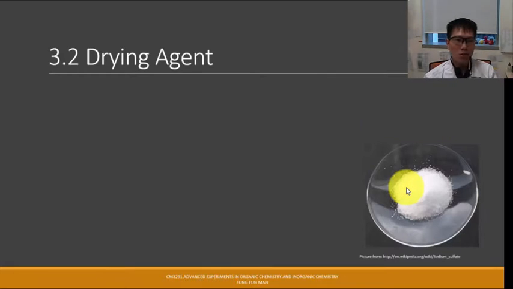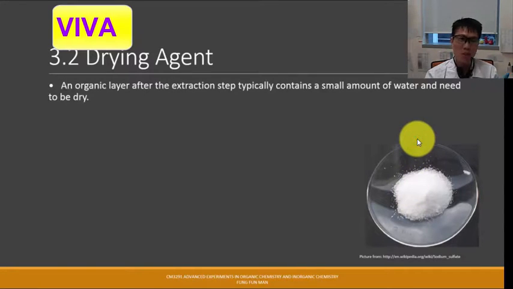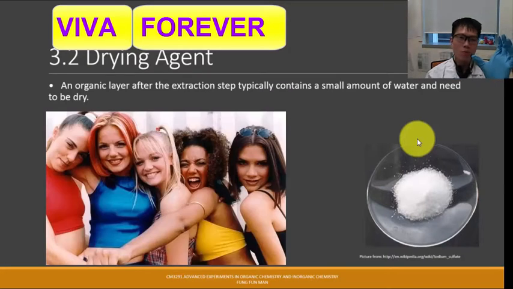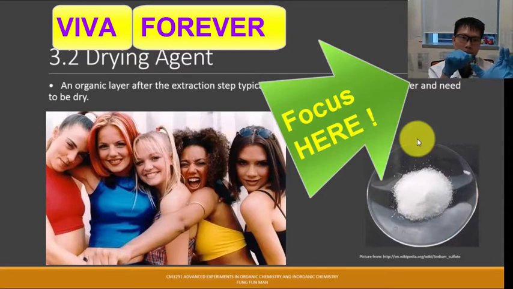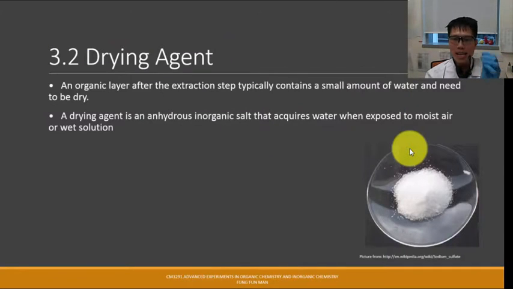And next we could use a drying agent, right? So again, what's a drying agent? We have done Viva Voce with students before, and they couldn't answer some examples. For the organic layer, after we collect it, there could be some remnants of water hidden inside, and we need to dry it. So the drying agent is an anhydrous inorganic salt that acquires water when exposed to moist air or a wet solution.